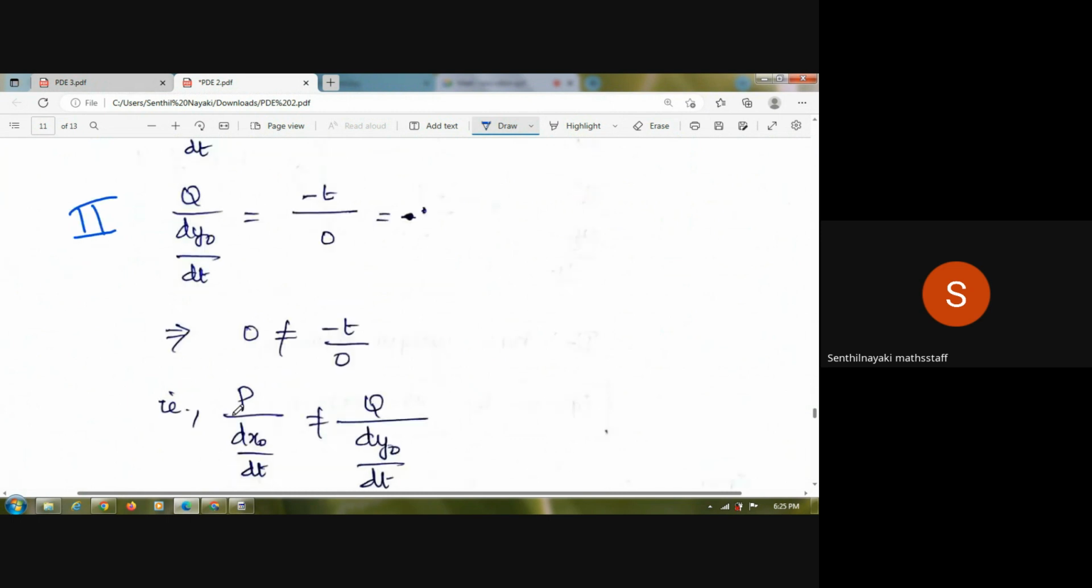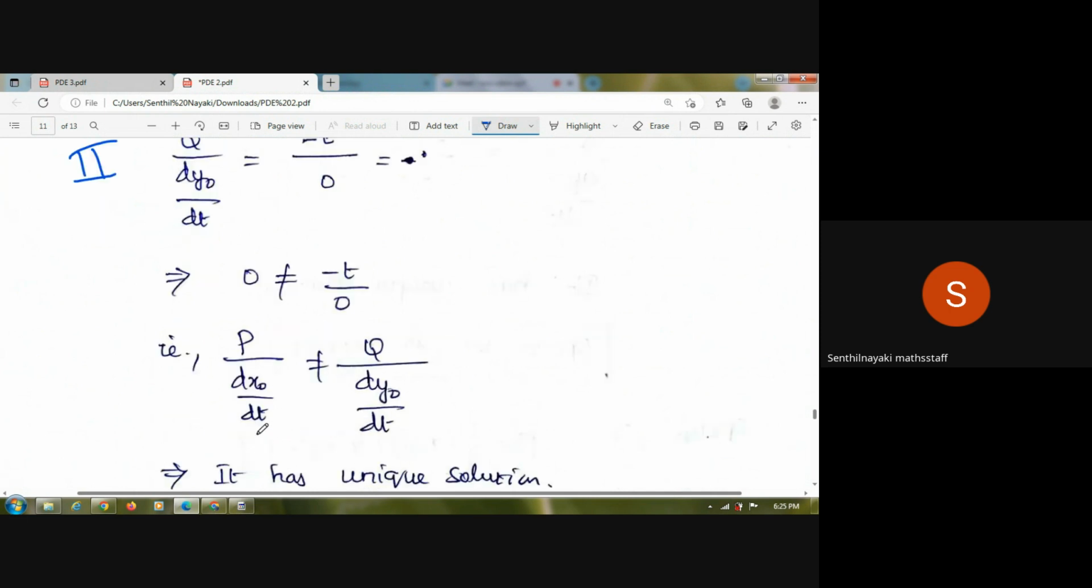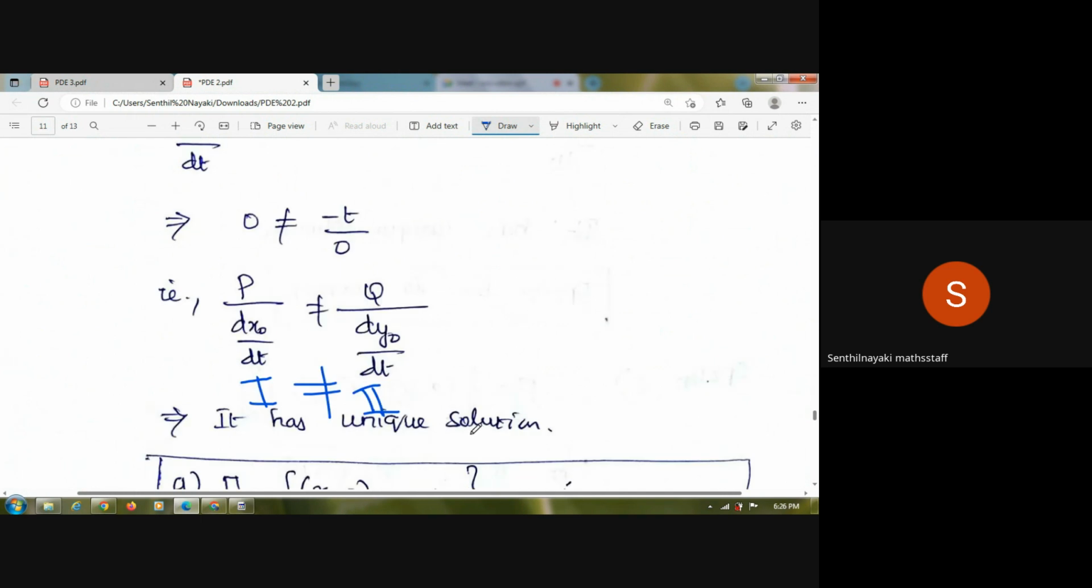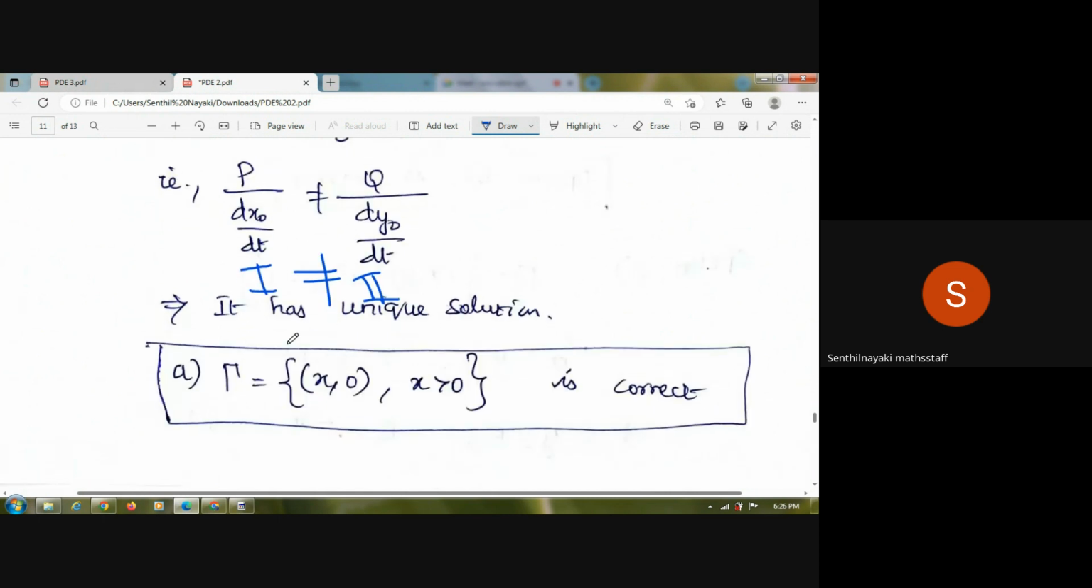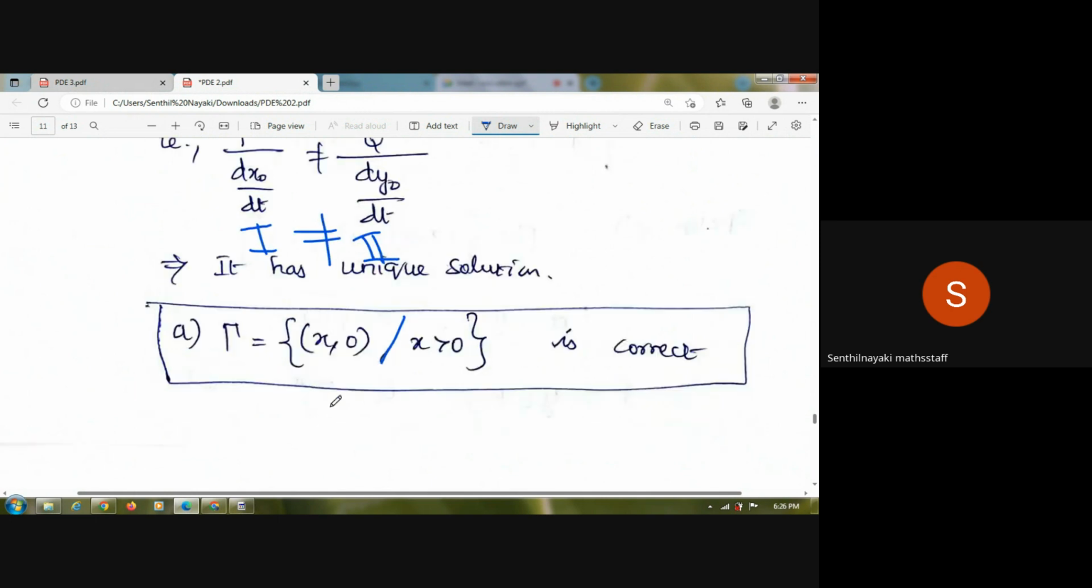So if the first and the second ratio are not equal, then we get the unique solution. In the question itself, they have given that this equation has a unique solution. So for this curve, it has a unique solution. So option A, gamma equal to the set of all x comma 0 such that x is greater than 0, is correct. So the first answer is correct.